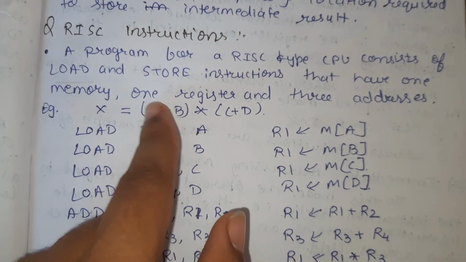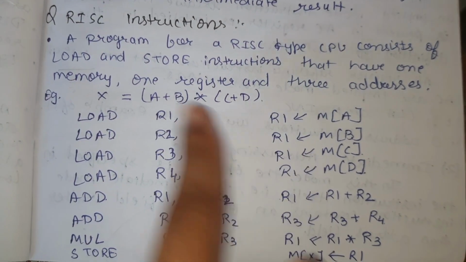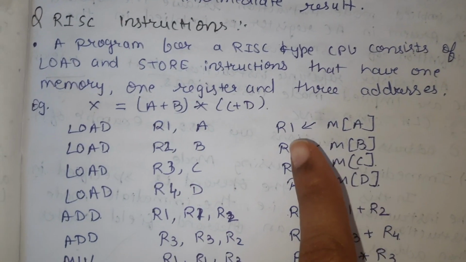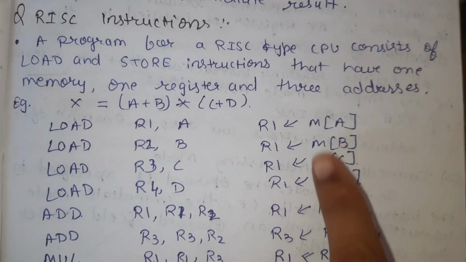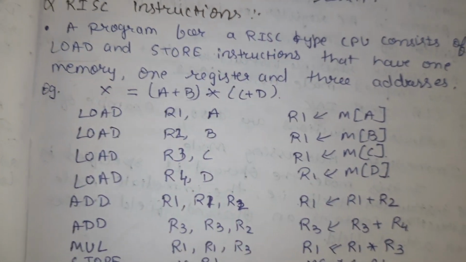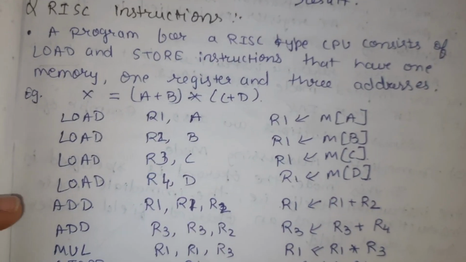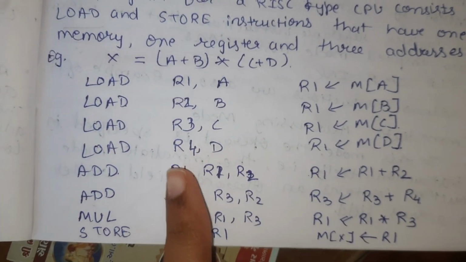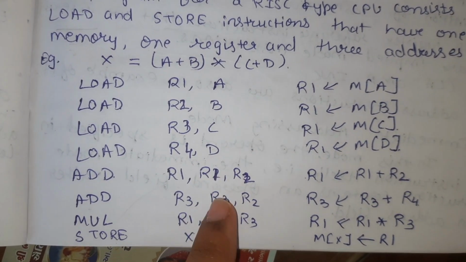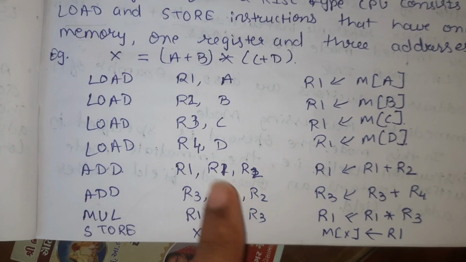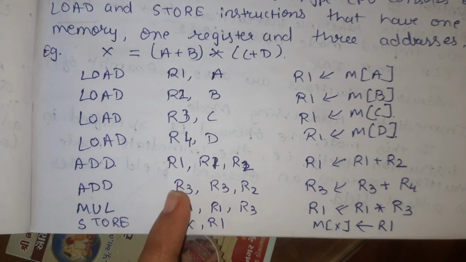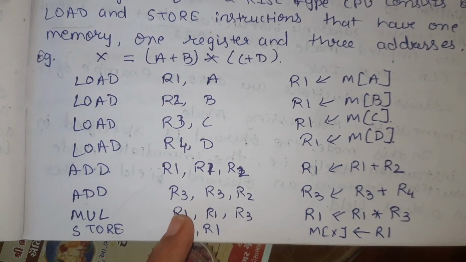First, we need to consider all the variables and load their memory addresses. After that we will perform the operations turn by turn. First we will add R1 and R2 and store the result in R1. Then R3 plus R2, and we store the result in R3. After that we multiply R1 and R3 and store the result in R1.